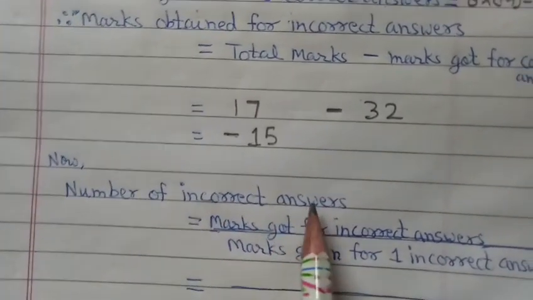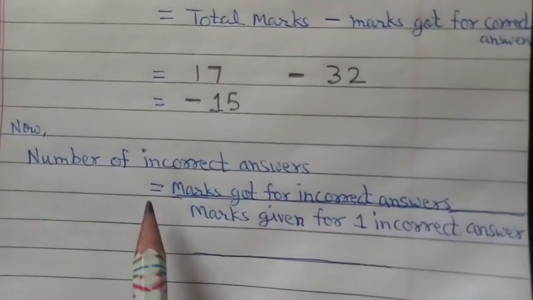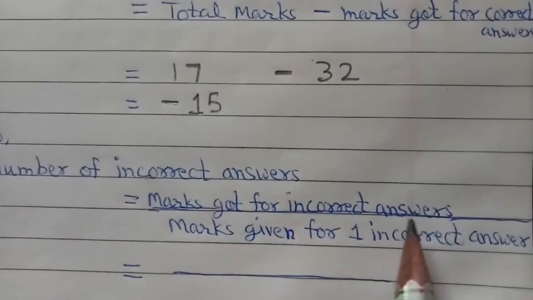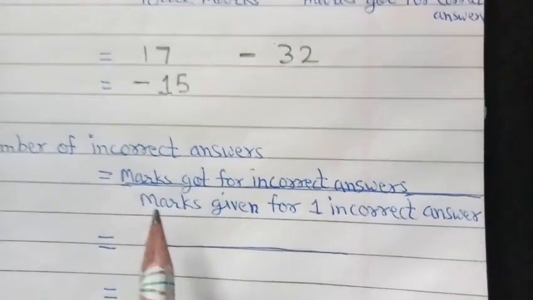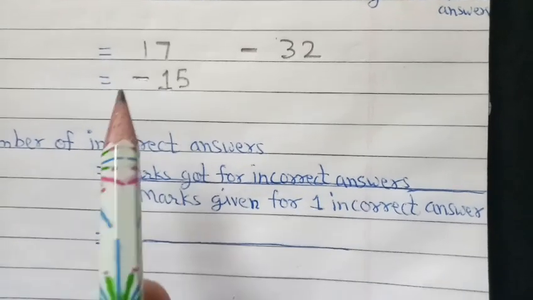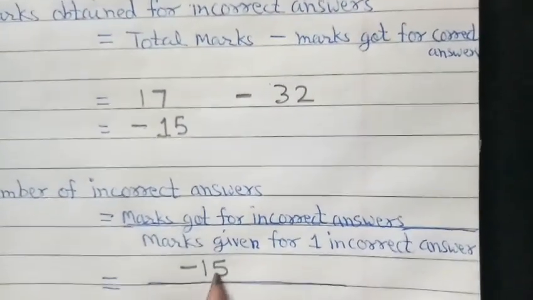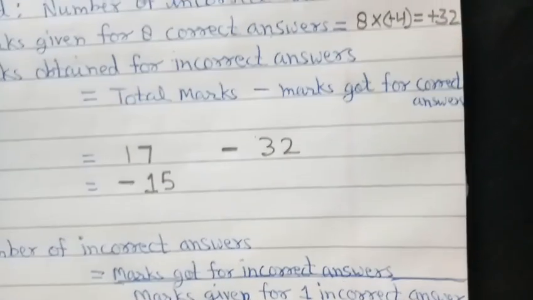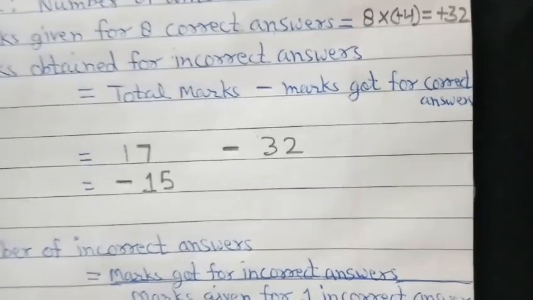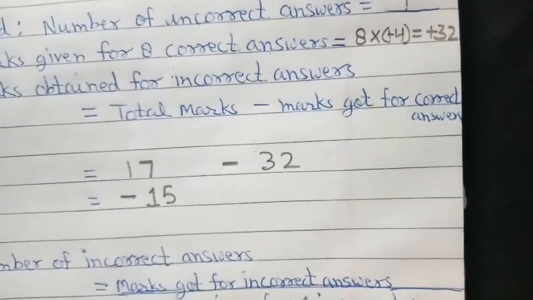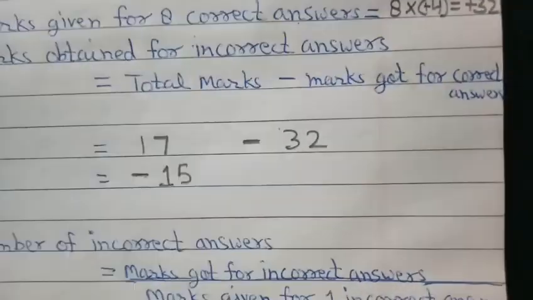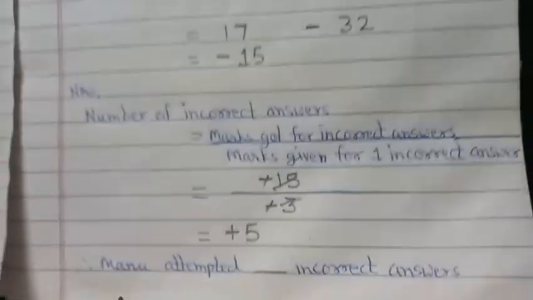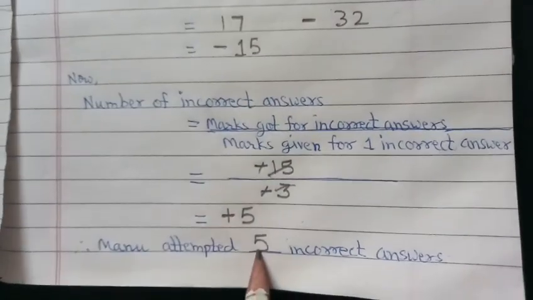Now the number of incorrect answers she attempted is equal to marks got for incorrect answers upon marks given for one incorrect answer. So marks got for incorrect answers is minus 15, and marks given for one incorrect answer is minus 3. Minus becomes plus, and 3 5s are 15, so Manu attempted 5 incorrect answers.